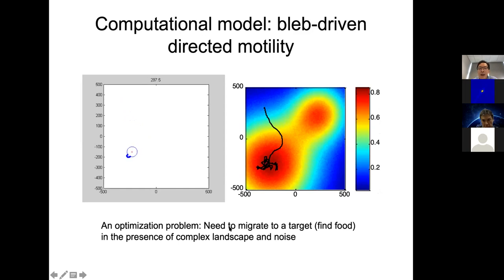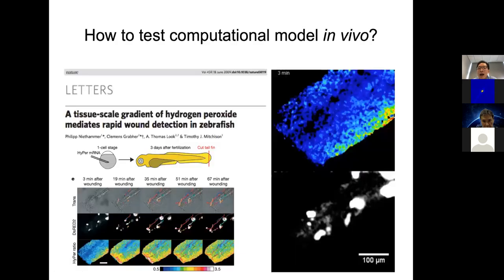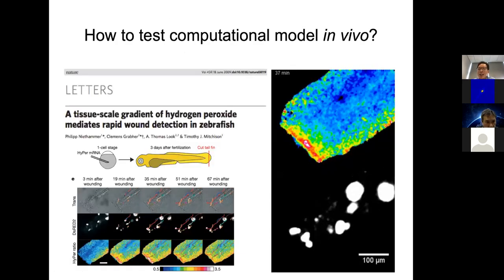So we can therefore now think of this essentially as an optimization problem, right? The cell needs to migrate to a target to find food, and we can have very complex landscapes and very complex noise. So we think we have a good model, right? We have a good system of what is going on now. Of course, then the question is how do we test this experimentally?